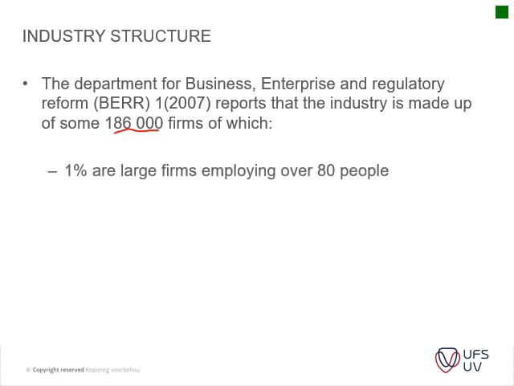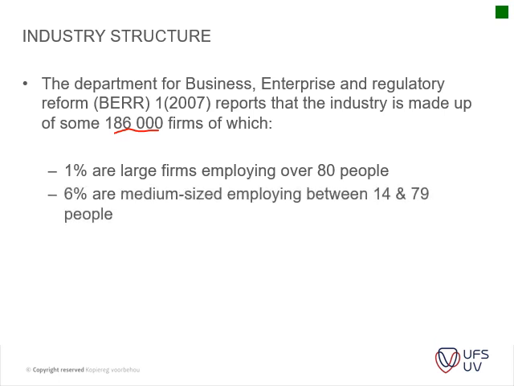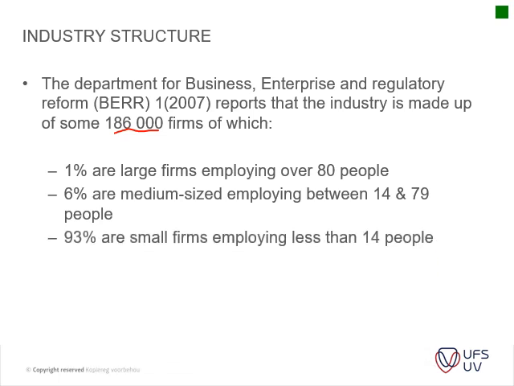It found that 1% are large firms employing over 80 people, this was in the UK, and 6% are medium-sized, employing between 14 and 79 people. Okay, it's very similar to South Africa. 93% are small firms employing less than 14 people. Okay, looking at permanent staff.